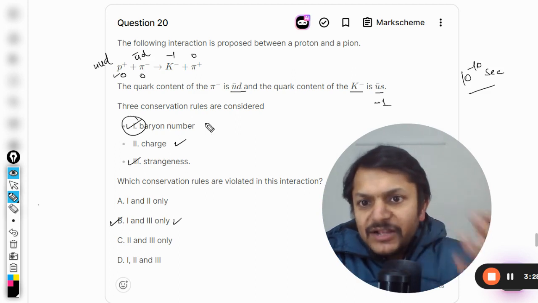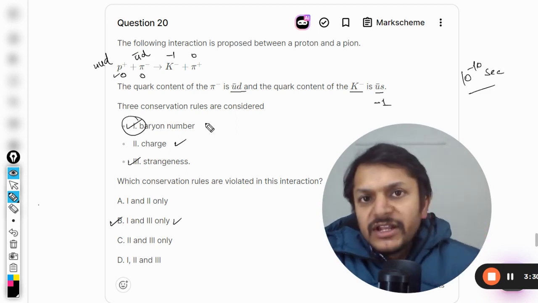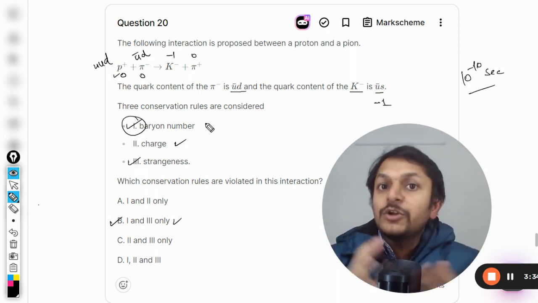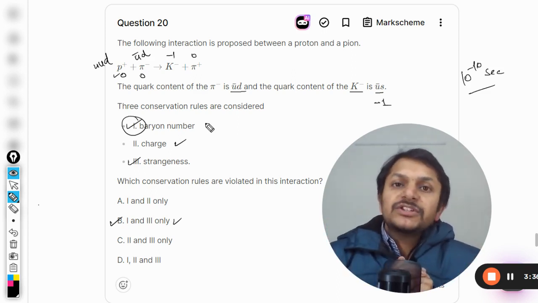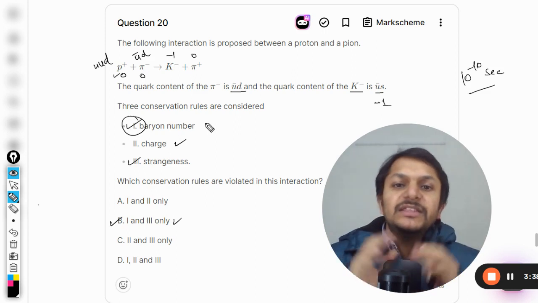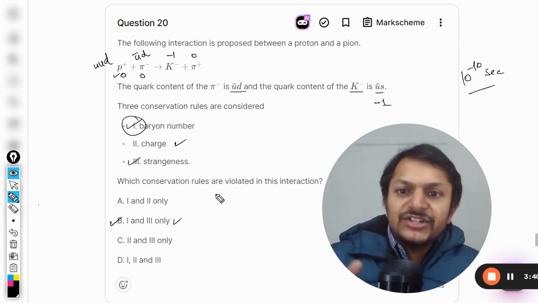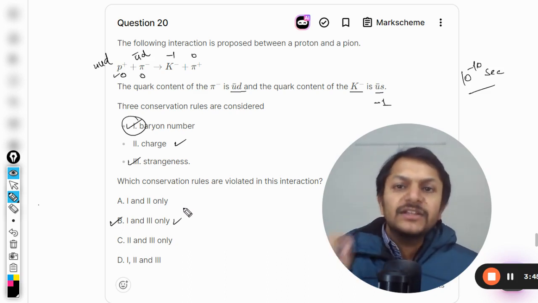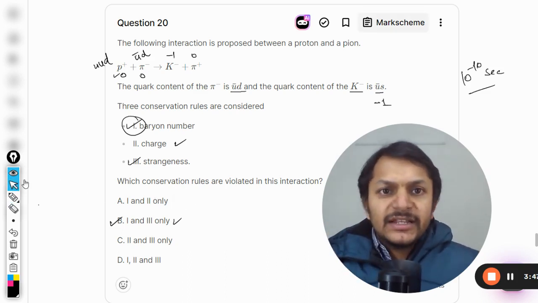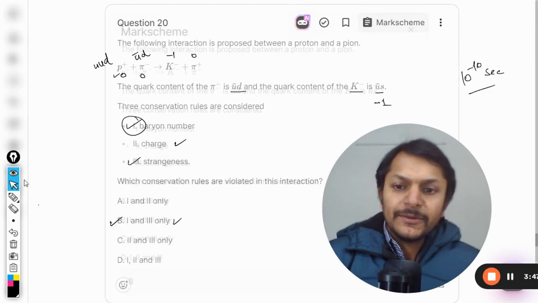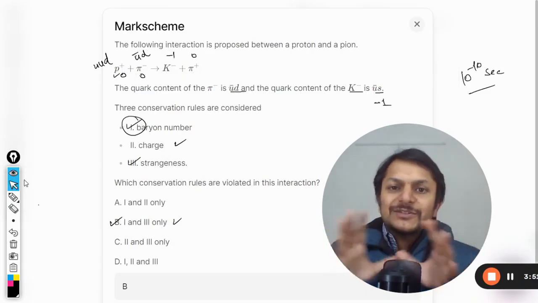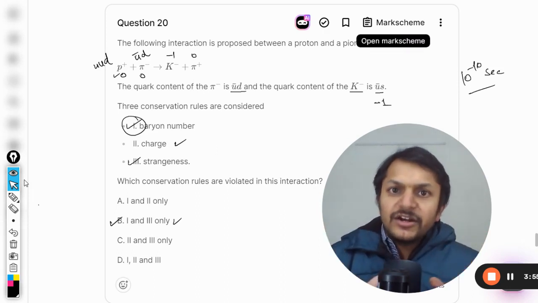So you people can make sure of this information that I am claiming with your teachers. You can talk to them and you can ask for this particular question, am I right or not? So you can confirm it once. But this is what I believe, that strangeness is not a conservation rule. But still, the answer for us for this question is B. Let us see the mark scheme. What is the answer given? Clearly, the answer given is B. So this is the true explanation of what is written here.